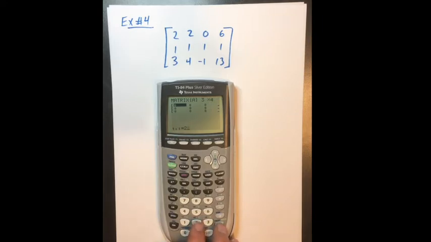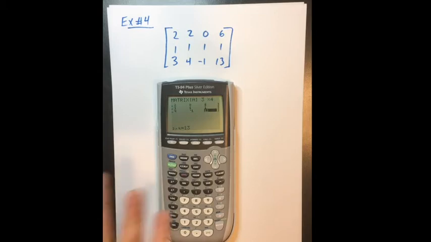So 2, and after you type in the numbers, just like when you put stuff into the data lists, you type the number, hit enter, and it goes to the next spot. So 2, 2, 0, and then the 6. The second row is all 1s, so we'll put all 1s in there. Then the third row is 3, 4, negative 1, 13.